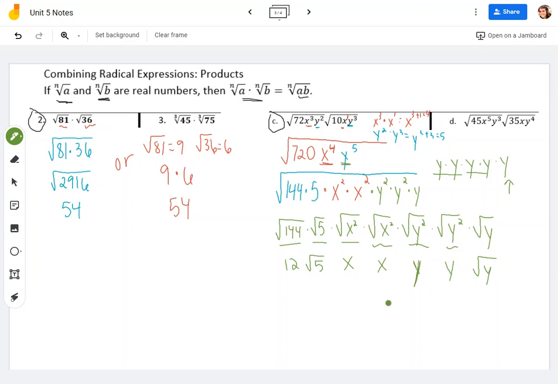Okay, this is not a good way to write your final answer. We want to rearrange these things. So we're going to bring all of these to the front and put our radical at the back. So 12, I have 2 x's, so x squared, and I have 2 y's, which is y squared. And then I have the square root of 5 and the square root of y, which I can just multiply underneath the radical. Because just like this property shows us, the square root of 5 times the square root of y is the same thing as having them multiplied under the same radical. And that's it. Now we're going to look at dividing.